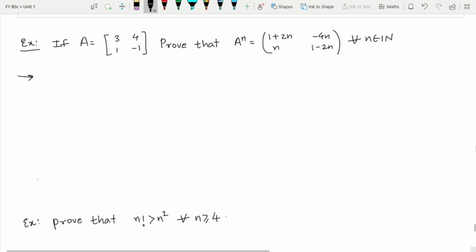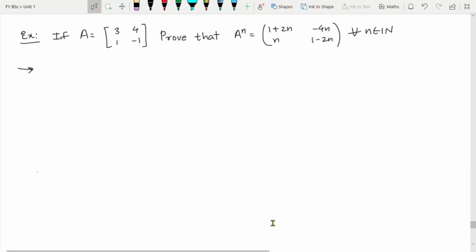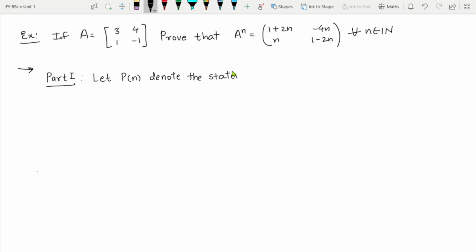The example is really easy. So a matrix A is given to us and we have to prove this thing for all natural numbers n. So this is my P of n statement. So I'll go for part 1. I'll say let P of n denote the statement A raised to n is equal to [1 plus 2n, minus 4n; n, 1 minus 2n]. Note the value of A is this.